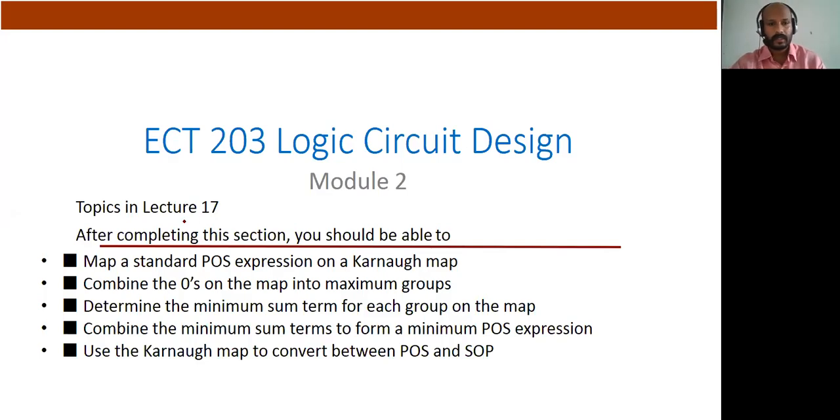In lecture 7, the main topic we are going to discuss is POS simplification by using K-map. Different cases of POS expression in K-map we will discuss in this particular lecture. Lectures 13 to 16 actually discuss the K-map and mainly the SOP function, and lecture 7 deals with the POS expression.